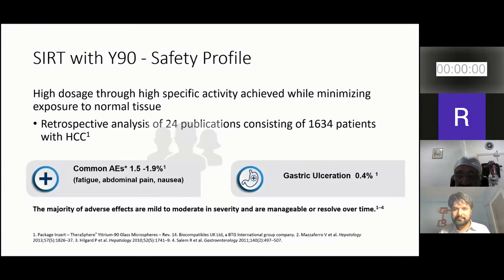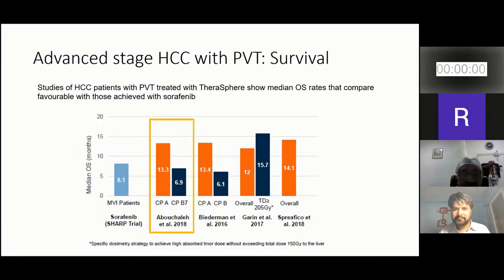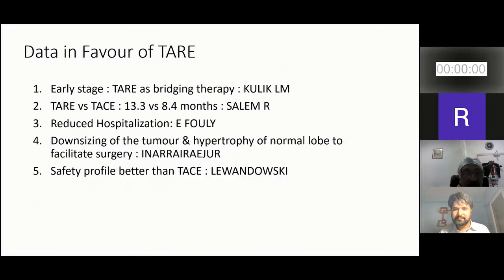Gastric ulceration also is very low. Now, what is the response rate? Here you can see that 52% of the patients had 100% necrosis of the viable tissue, and 48% of the patients had 50 to 59%, which is a very good result. If you look at these patients with PVT, the overall survival, you can see that if it was Child-Pugh A, 13.3 months, and if you are giving a high dosage of more than 205 grays, it is 15.7 months. What are the data in favor of TARE?